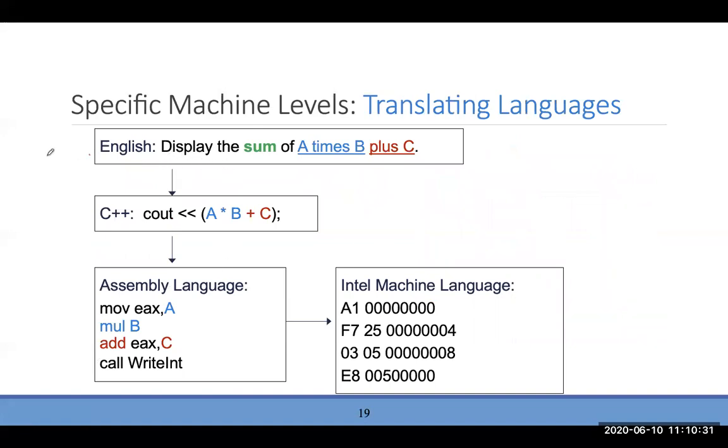So this is a human language. You say, display the sum of A times B plus C. Let me say it this way so you're not going to confuse the terms. This is a high level language. In C++, you're going to write this in one line: you multiply and then you add. Then the compiler is going to translate this into assembly, and the assembler and the linker are going to translate this into machine language, which is the instruction set.